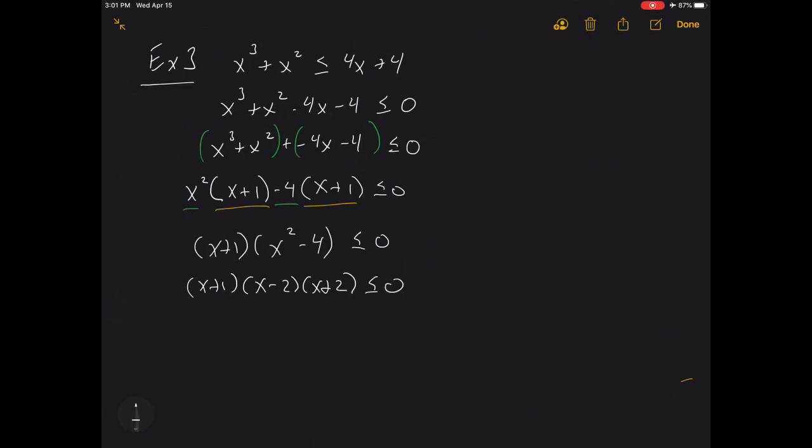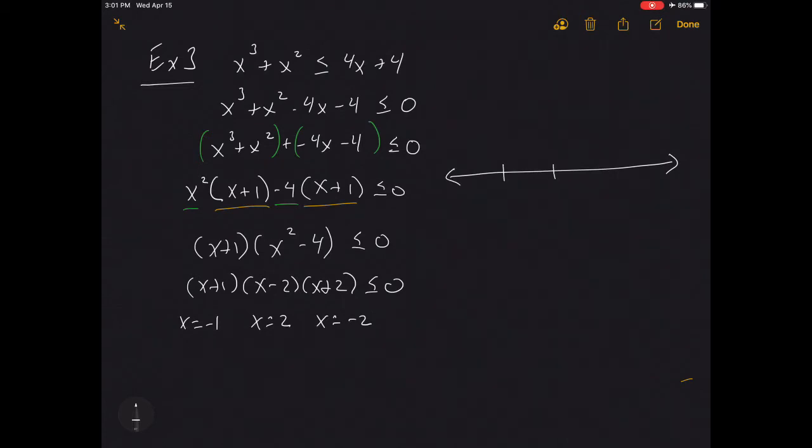And now what you should be able to see is that I have 3 values for boundary points. I'm going to set each one of those equal to 0. I'm hoping that you can intuitively see, in the first one, it would be x equals negative 1. In the second one, it would be x equals 2. And the third one would be x equals negative 2. All of those things would make the parentheses equal to 0. So that would be our boundary points in this case. So let's go ahead and set up our number line. Let's go ahead and do that over here.